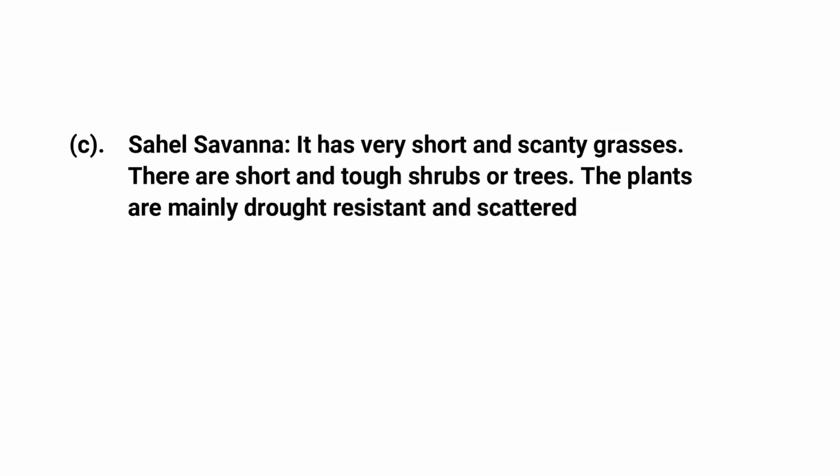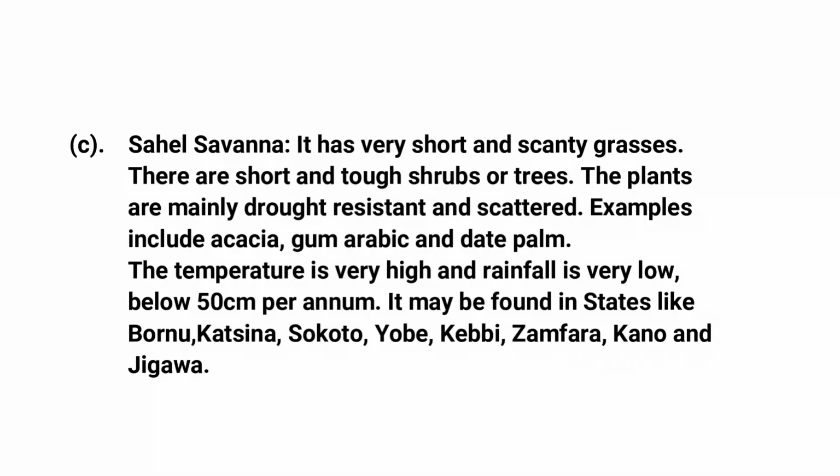Then the third one is the Sahel savanna. It has very short and scanty grasses. There are short and tough shrubs or trees. The plants are mainly drought resistant and scattered. Examples include acacia, gum arabic, and date palm. The temperature is very high and rainfall is very low, below 50 centimeters per annum. It may be found in states like Borno, Katsina, Sokoto, Yobe, Kebbi, Zamfara, Kano, and Jigawa states.